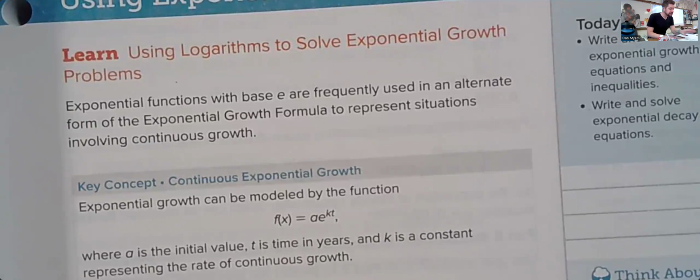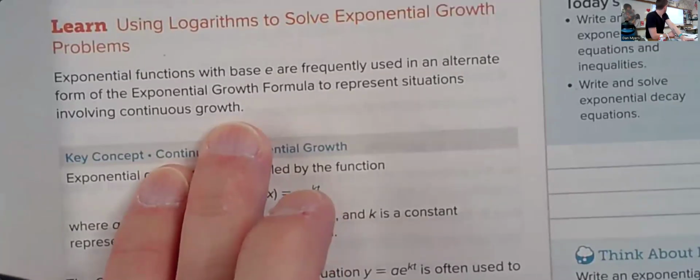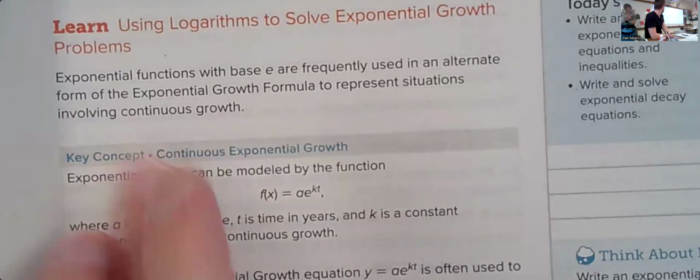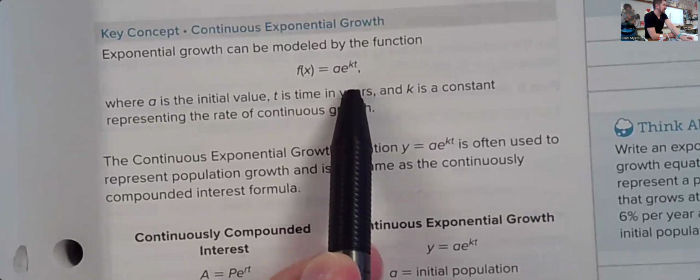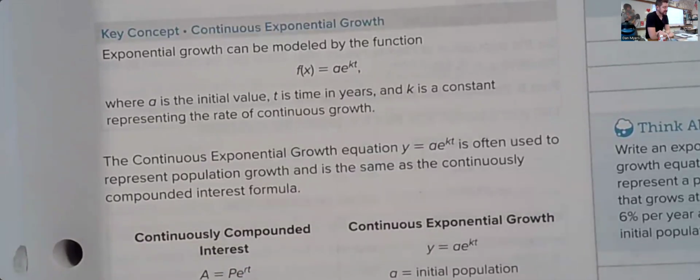So here we go. Exponential functions with base e are frequently used in an alternate form of exponential growth formula that represents situations involving continuous growth. And wouldn't you know it, there's that function right there that we just used on number 55. It's the same thing as the continuously compounding interest formula, just has slightly different variables.